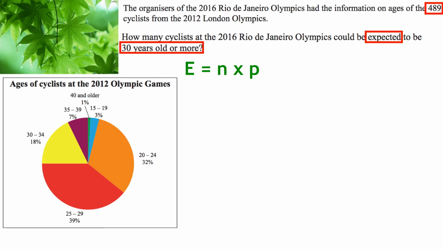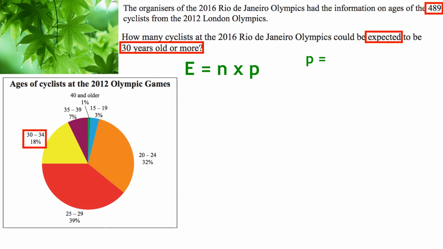And we're talking about expecting to be 30 years old or more. So what we need to do is we first of all need to work out the probability. Okay, so we've got our graph, our little pie graph, and we've got some information about the different age groups. And we're looking for which age groups are 30 years or more.